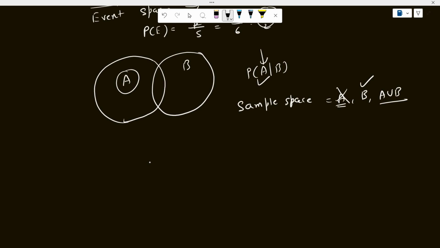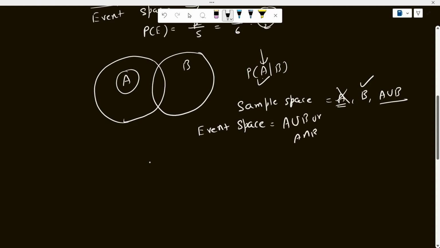Now we have to find out the occurrence of A when B has already been done. So what will be the set for the events when B has already occurred and you want to know whether A will occur or not? Will it be A union B or A intersection B? I hope you might have guessed it right. If not, let me tell you it's A intersection B. So the event space will be A intersection B.